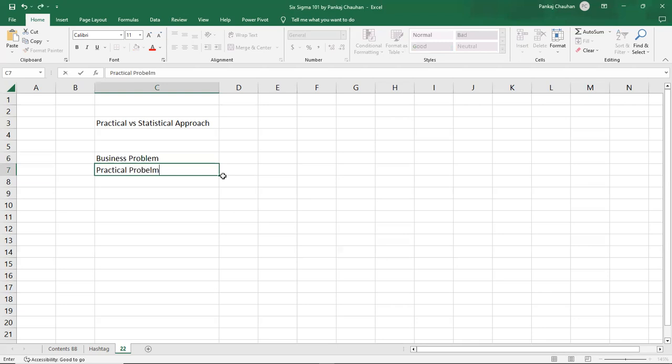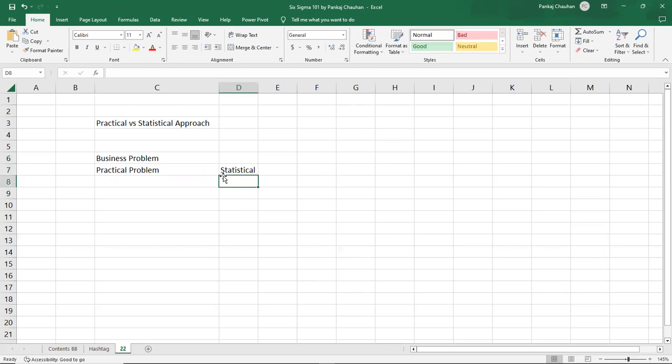And this practical problem, we try to convert into some number, because in Six Sigma simply we say, if you cannot measure, you cannot control. So problem must be represented by some numbers, that is, how big is your problem. Once you convert the business problem, which is the practical problem, into the statistical problem, then you develop a model, process characterization, and find out how you can provide the statistical solution for the statistical problem.